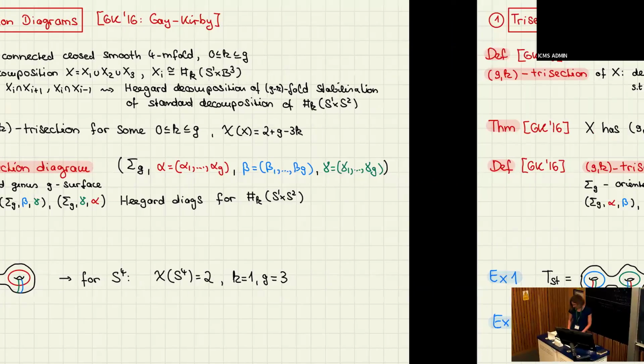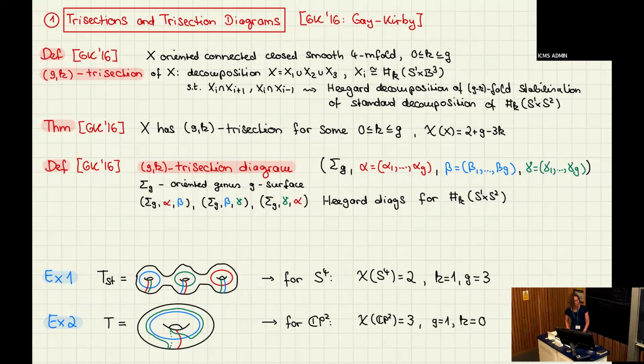Okay, then there are other simple examples. For example, CP2. There you take as the surface the torus. There the Euler characteristic is 3, the genus is 1, and k is equal to 0. So there are no parallel red and blue circles and so on.